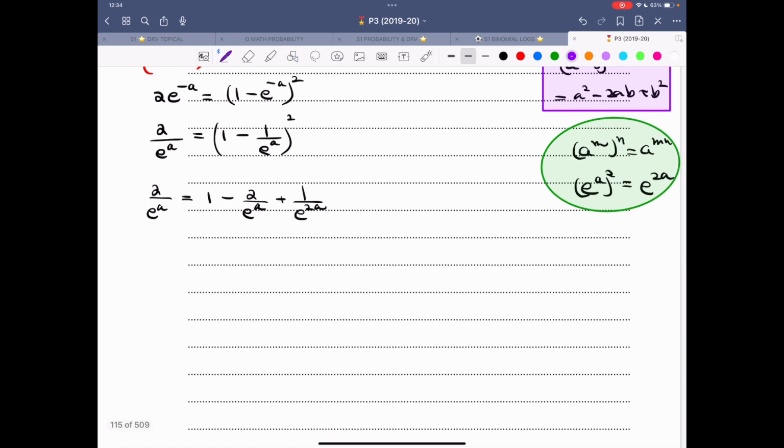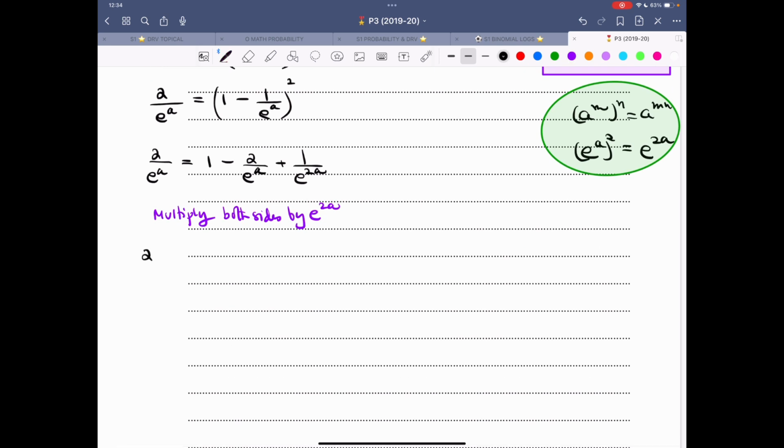So now what I'll do is multiply both sides of the equation by e raised to power of 2a. So let me write it out. 2 over e raised to power of a is multiplying with something, 1 is multiplying with something, minus 2 over e to the a is multiplying with something, 1 over e raised to power of 2a is multiplying with something. What is that something? That is e raised to power of 2a.